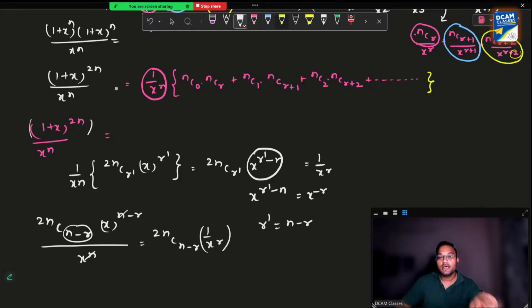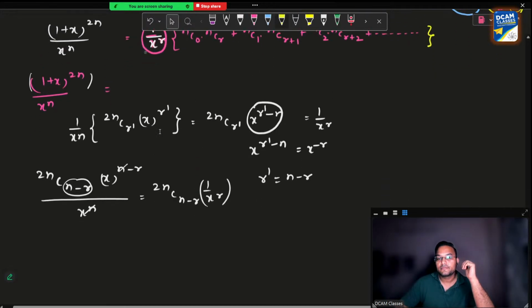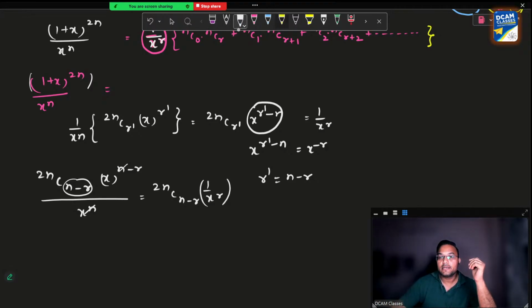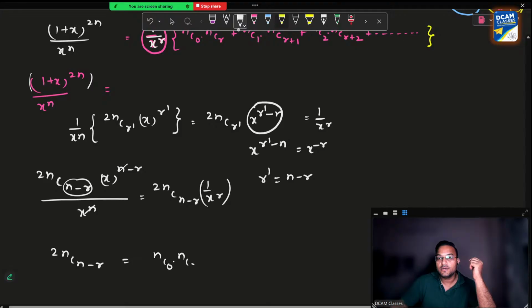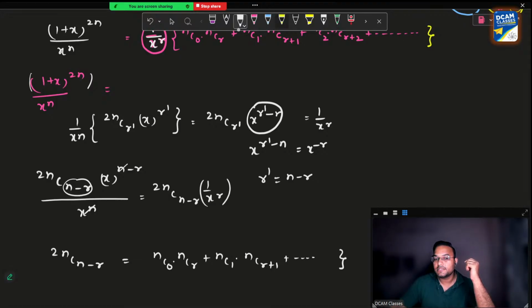So now in the right side, I have taken 1/x^r as common. In the left side, if I want to get 1/x^r common, I have to take the (n minus r)th term in the left side. Okay, so this value, the right part, will be equal to 2nCn-r, which will be equal to nC0 into nCr plus nC1 into nCr+1 plus and so on, this series that they want.